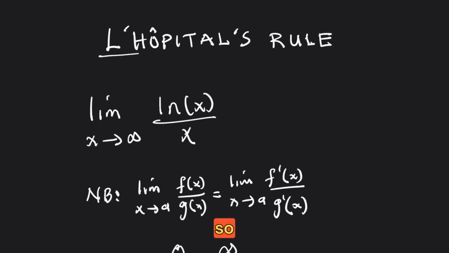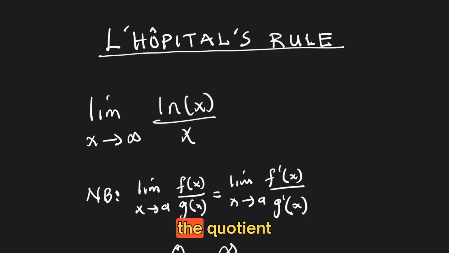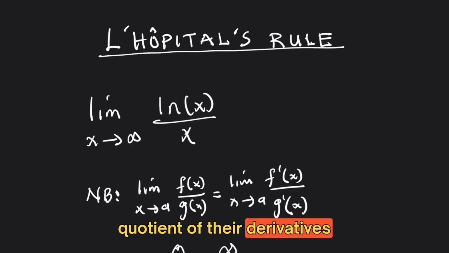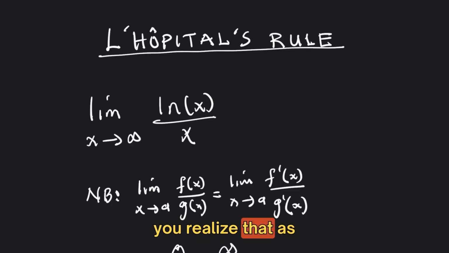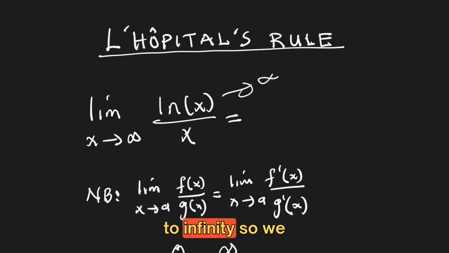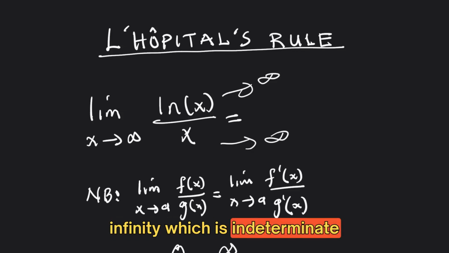L'Hopital's rule says the limit of the quotient of functions is the same as the limit of the quotient of their derivatives. In this case, you realize that as x goes to infinity, natural log of x goes to infinity and x also goes to infinity. So we have infinity over infinity, which is indeterminate.